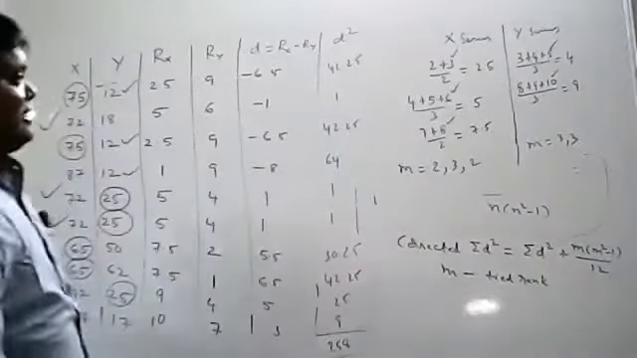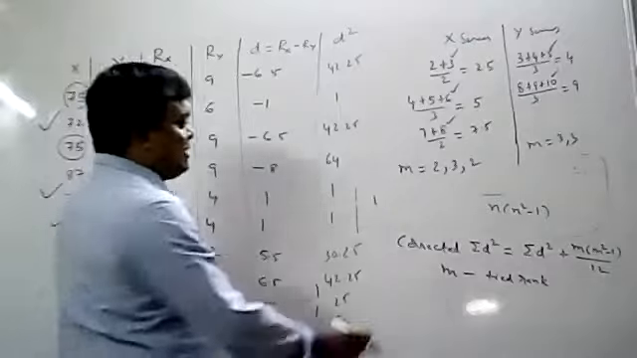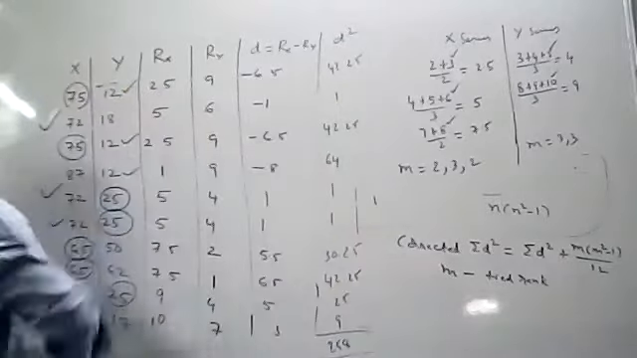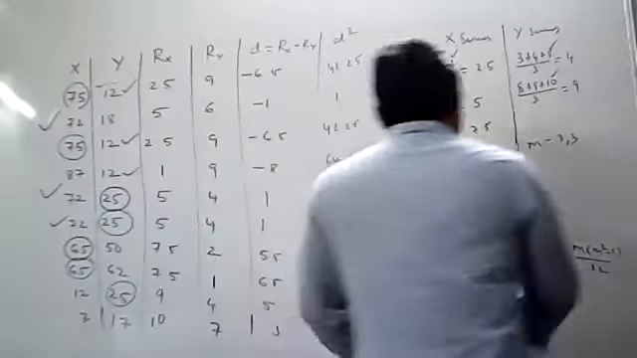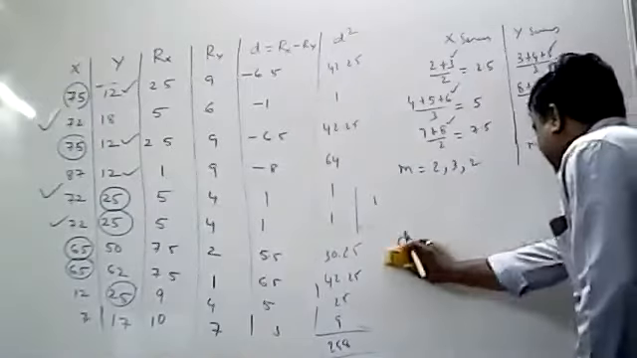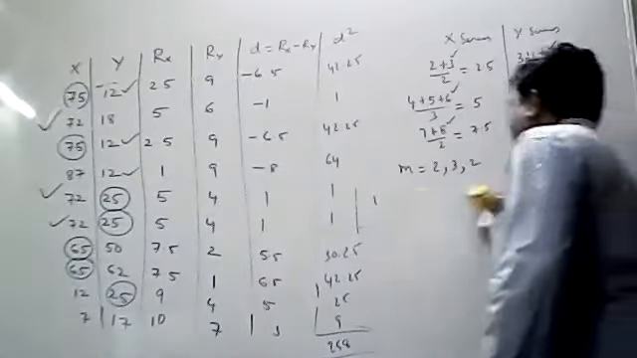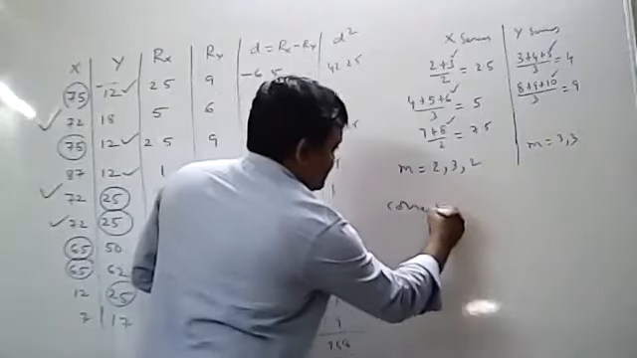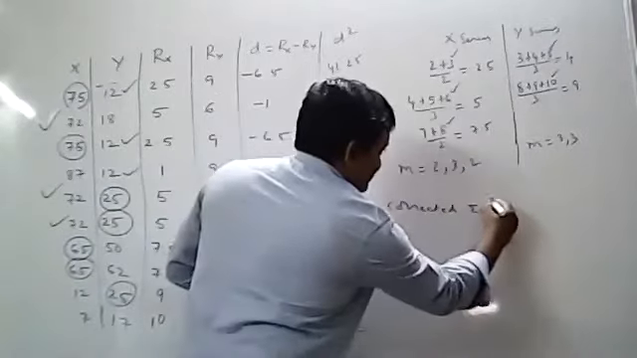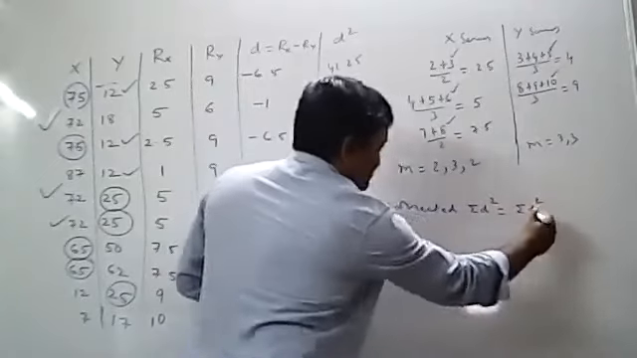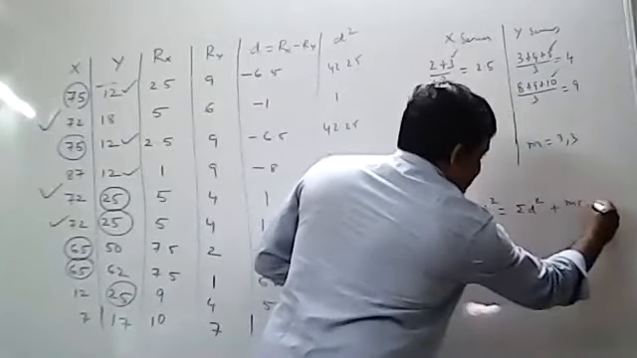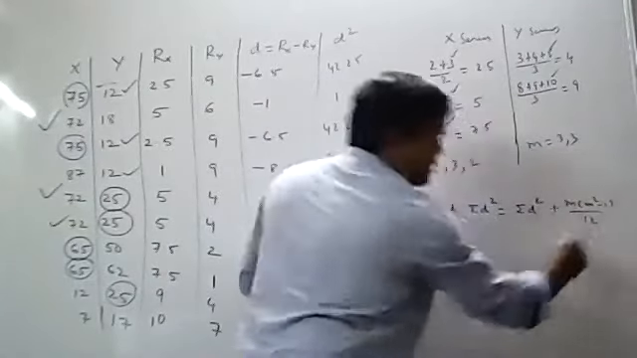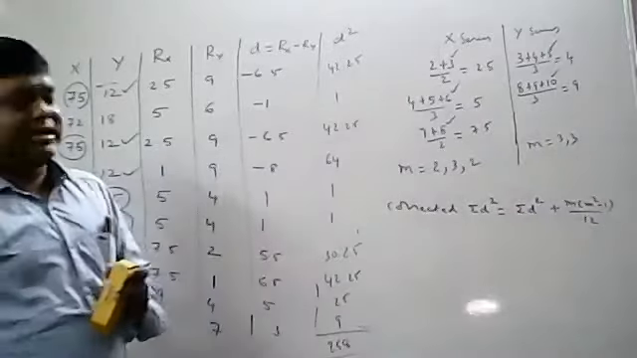Okay. So now everything is calculated. Now I will calculate the corrected summation D square. Therefore, corrected summation D square equals summation D square plus M into M square minus 1 by 12. This is the formula. M into M square minus 1 by 12.